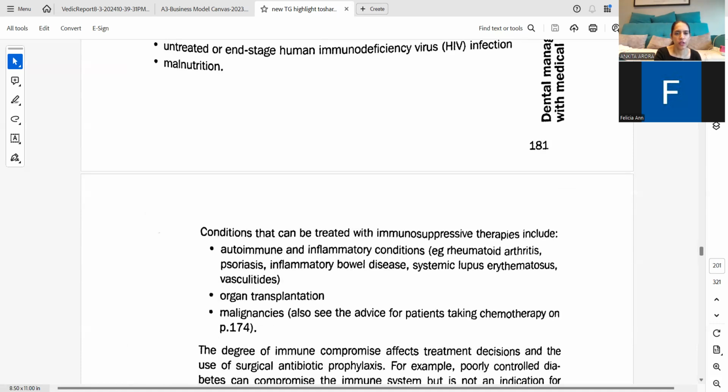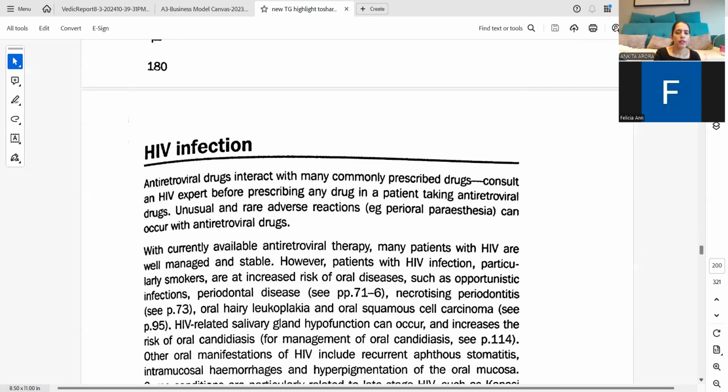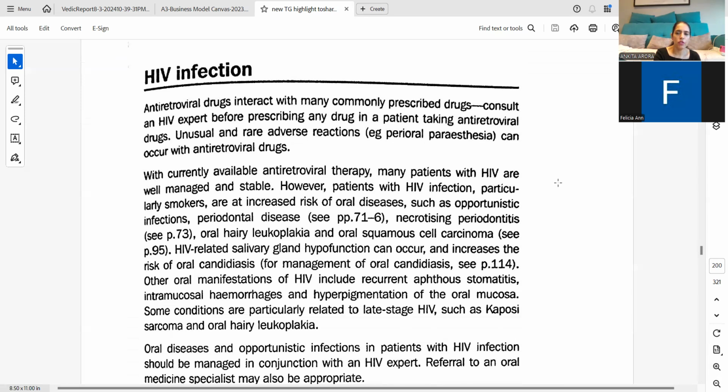Next, we have HIV infection. It's a complete immunocompromised state with a lot of oral manifestations of HIV. Now, antiretroviral drugs interact with many commonly prescribed drugs. Consult an HIV expert before prescribing any drug in a patient taking antiretroviral drugs. Unusual and rare adverse reactions like perioral paresthesia can occur with antiretroviral drugs. With currently available antiretroviral therapy, many patients with HIV are well managed and stable.